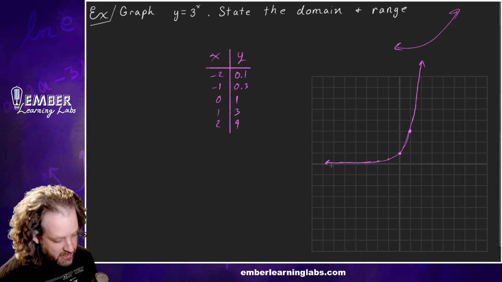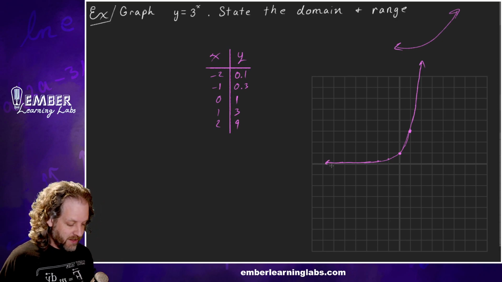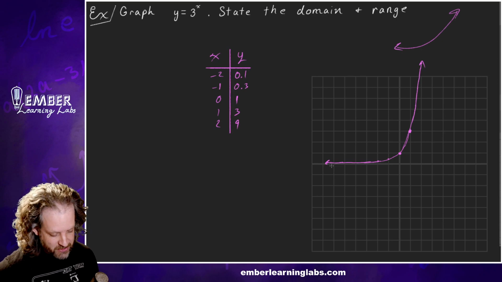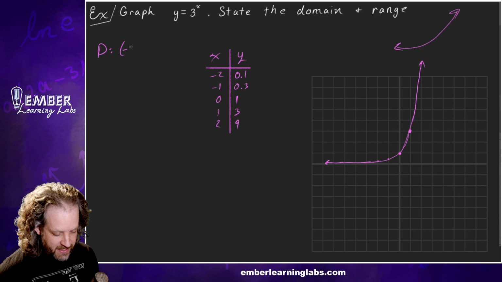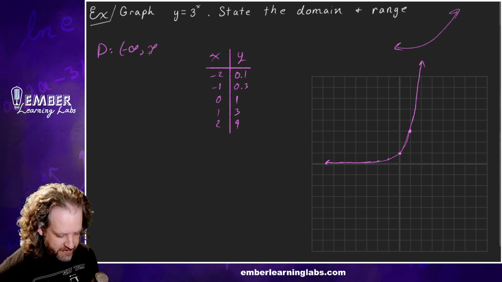Now this one, I already said, you can see what the domain and range are. Just like all exponential functions, other than specific word problem type situations, the domain is going to be all real numbers, right? The domain is negative infinity to positive infinity.